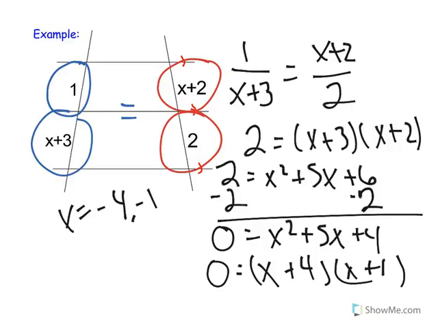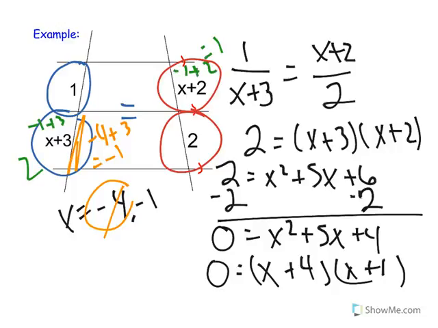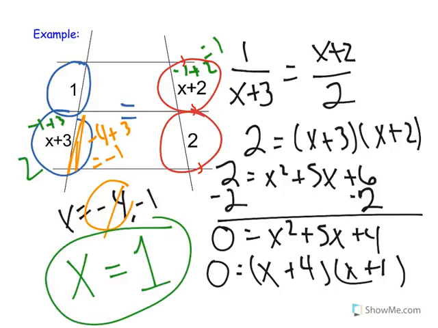Does negative 4 work in this picture? If I plugged it in here, I would have negative 1. So negative 4 doesn't work. Does negative 1 work? Negative 1 still gives me positive side lengths. So x equals 1.